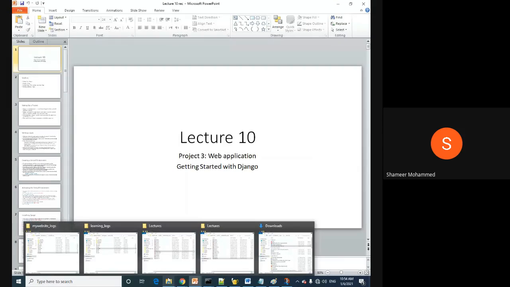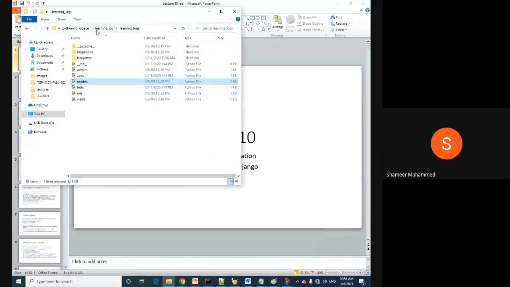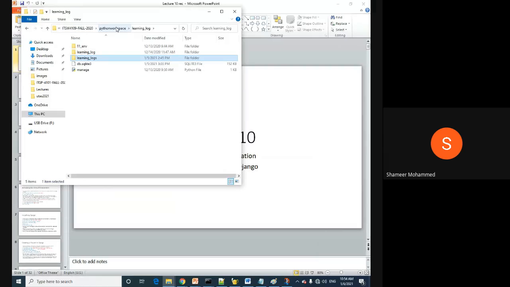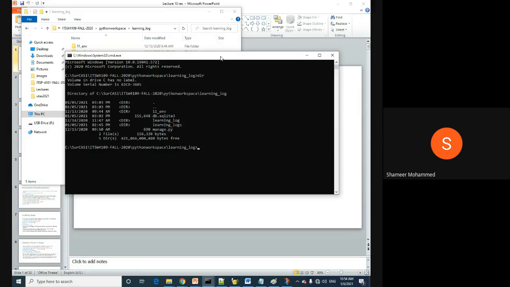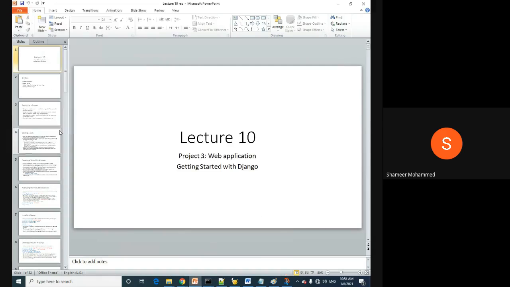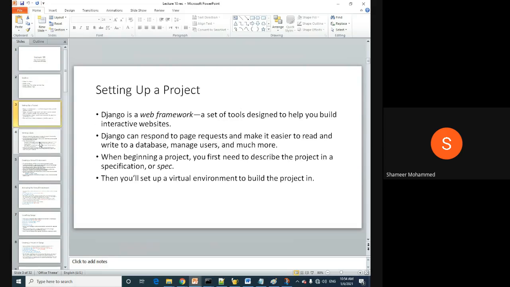My dear, see, I will show you. Suppose this is your project, learning log. So here you go to CMD, you type here. It will open the window. So here, in the directory, you can see this file manage.py. Now where is this directory? Here you have to type the commands. What commands? It has been discussed here.